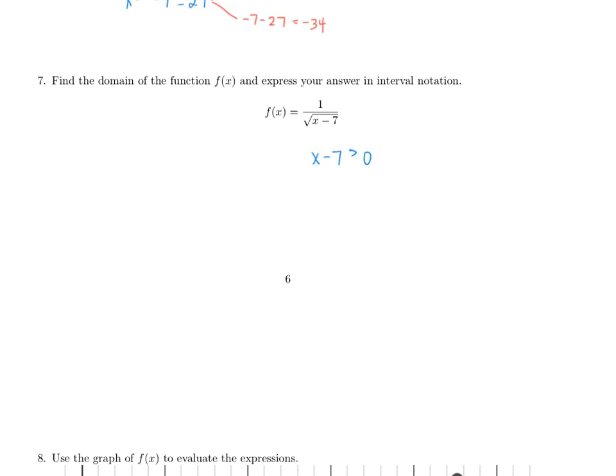And now we're just going to solve this. So plus 7 on both sides. So x must be greater than 7 for this to work. Okay, it has to be bigger than 7. So we want to write that in interval notation. So if x is greater than 7, that means it could be anything bigger than 7. So it's going to be from 7 to infinity, both parentheses. So there is the domain written in interval notation.